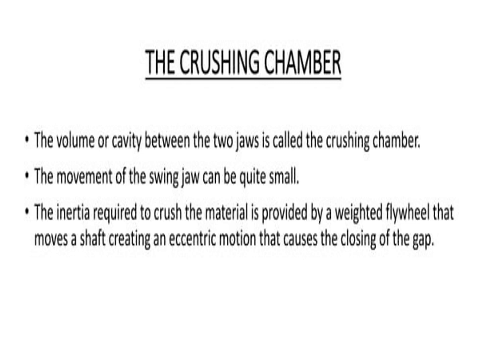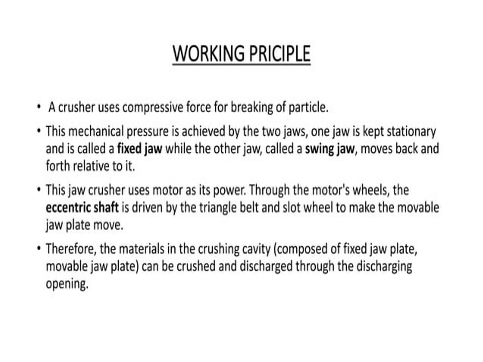The inertia required to crush the material is provided by a weighted flywheel that moves a shaft, creating an eccentric motion that causes the closing of the gap. Working principle: a crusher uses compressive force for breaking particles. This mechanical pressure is achieved by the two jaws; one jaw is kept stationary and the other one is on swing. The jaw crusher moves the rotor as its power. Through the motor wheels, the eccentric shaft is driven by the triangle belt and slot wheel to make the movable jaw plate move. Therefore, the materials in the crushing cavity can be crushed and discharged through the discharging opening.